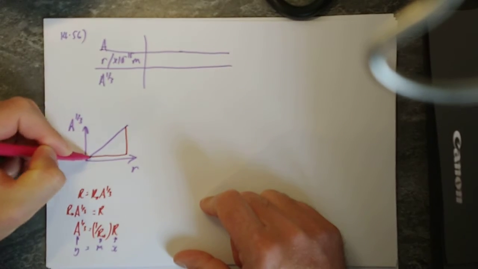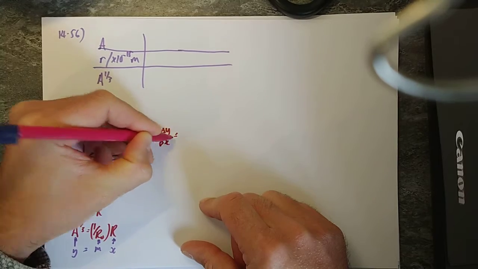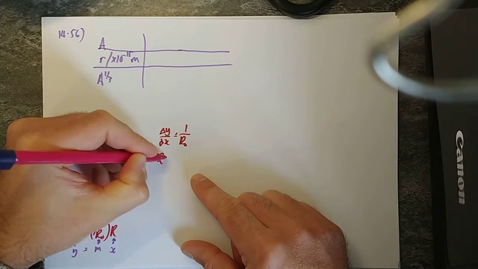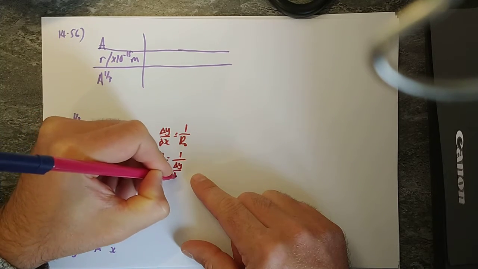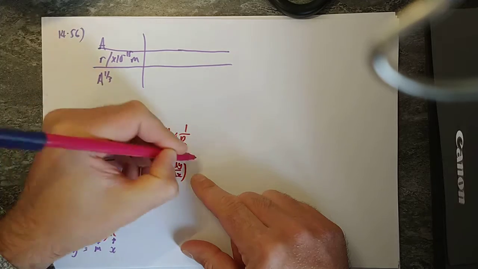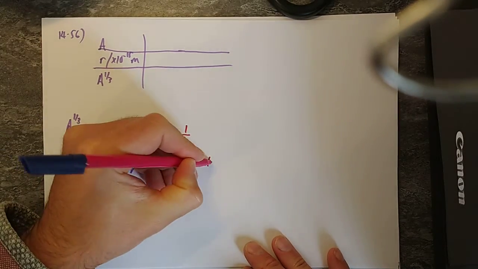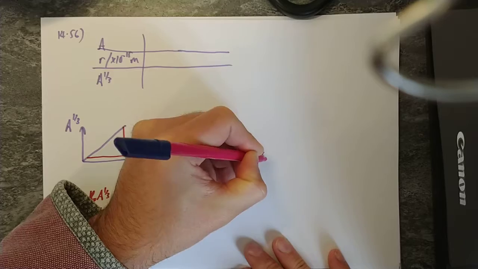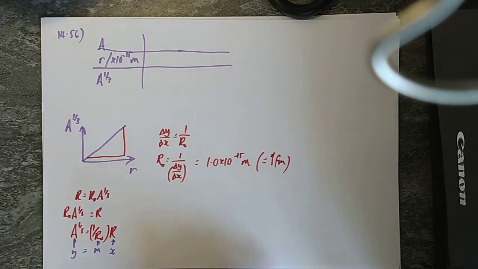You should take a nice big triangle, and you should work out dy by dx, and that is equal to 1 over R naught. So R naught, if we take the reciprocal of both sides, is equal to the reciprocal of your gradient, which if you plot this data, you should get a reciprocal of the gradient equal to 1.0 times 10 to the minus 15 meters, which is equal to 1 femtometer.